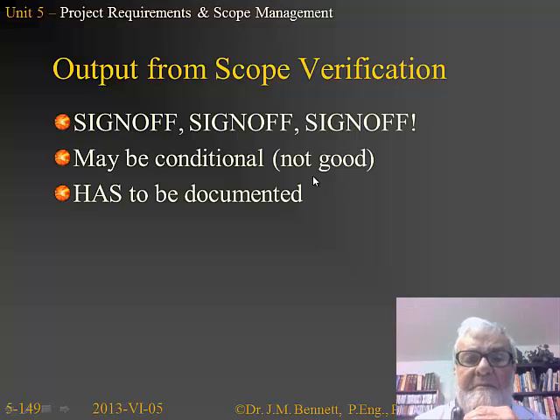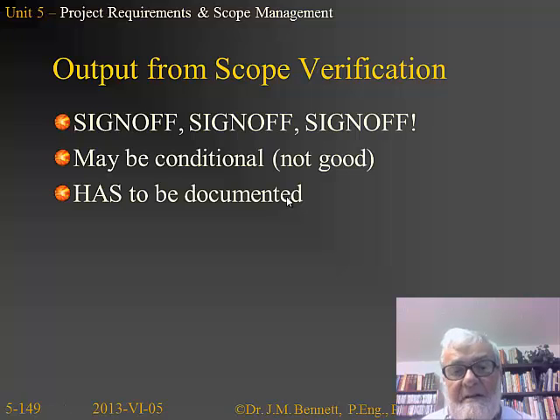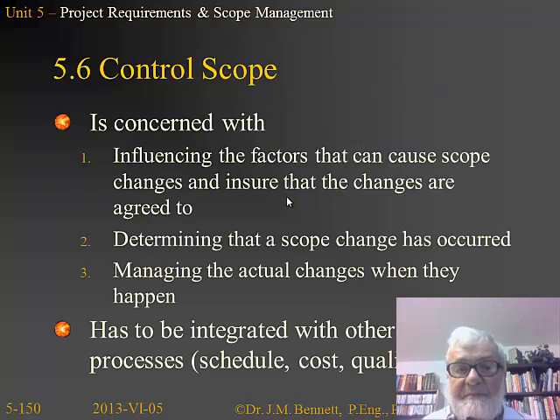The output for scope verification: sign-off, sign-off, sign-off. This is incredibly important because that's the only way we know a piece of the work has been taken off the back of the project manager and given to the person that signed off. Sometimes we have conditional sign-off. This is not a good thing. Avoid that like the plague if you possibly can. And of course, the sign-off has to be documented. We have to have a signature that it's been accepted by the sign-offer, etc.